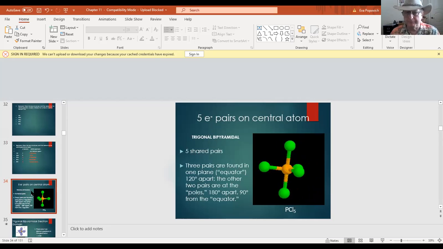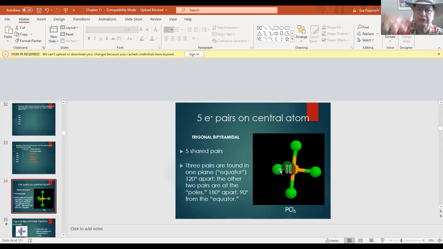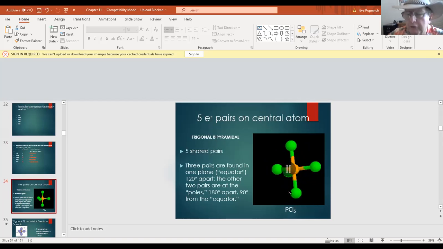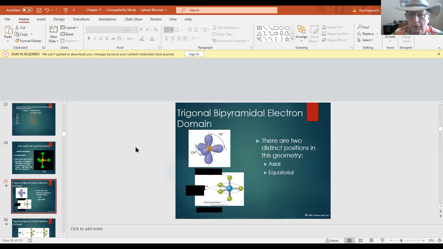If I have five electron clouds around the center atom, I have trigonal bipyramidal. Basically the way these work, I've got three atoms on one plane, each 120 degrees away from one another. Then I have one shooting straight up, one shooting straight down. So if you look at the top side, that looks like a triangular pyramid. If you look at the bottom side, that looks like a triangular pyramid. There are two different bond angles. The ones on the equator have bond angles of 120. The ones that are axial are 90 degrees away from the equatorial ones.